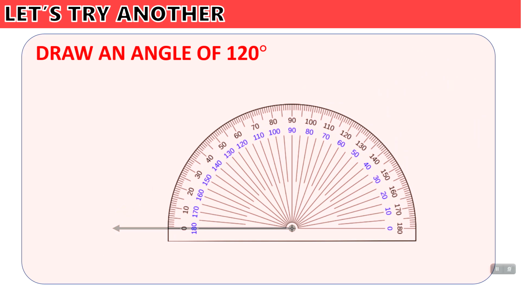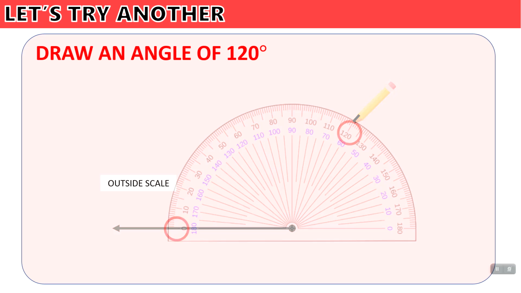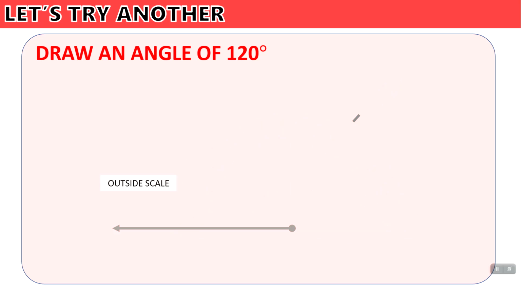And we find the scale with 0 now on this ray. We can see that's the outside scale. The inside scale over here is 180 degrees. We don't want that. We want 0 degrees. So it's the outside scale again. Now we find 120 degrees on the outside. Here it is. And we will make a small marking with our pencil by 120. We take the protractor away and now we connect that with the vertex. And we form our angle now of 120 degrees.